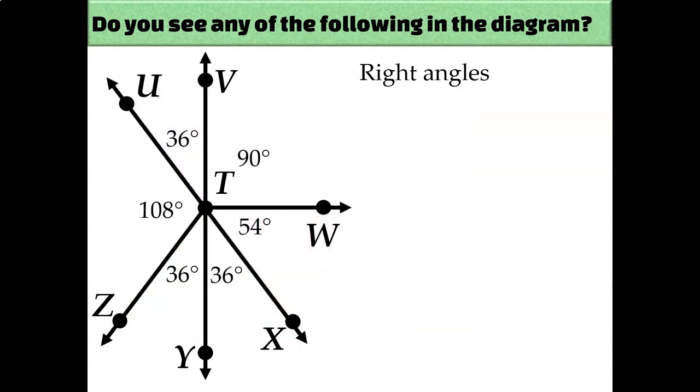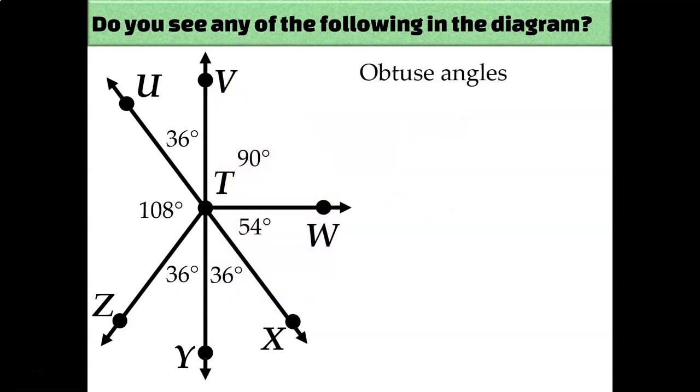I see two right angles in this diagram. The most obvious one is angle VTW. It's labeled as being 90 degrees, and therefore it must be right. But there is another one. If you add 36 and 54, that adds up to 90 degrees, so you could say that angle YTW is also a right angle.